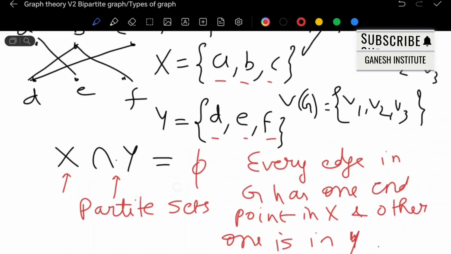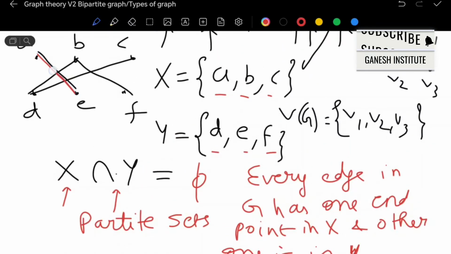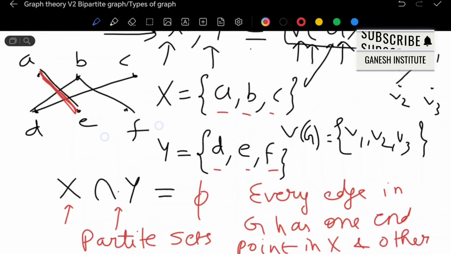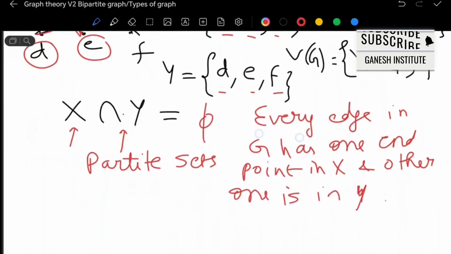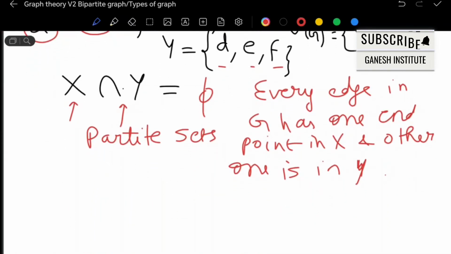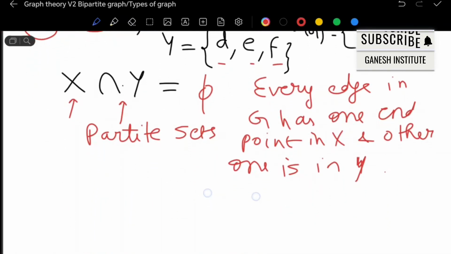Edges formed. For example, this edge, AE. A vertex is from one set and E vertex is from the other set. DC. D is from one set, C is from the other set. So these are forming a bipartite graph, okay?